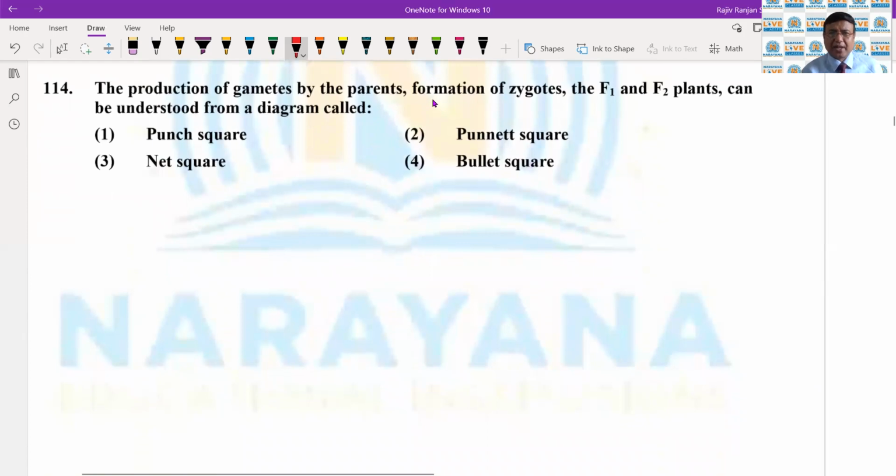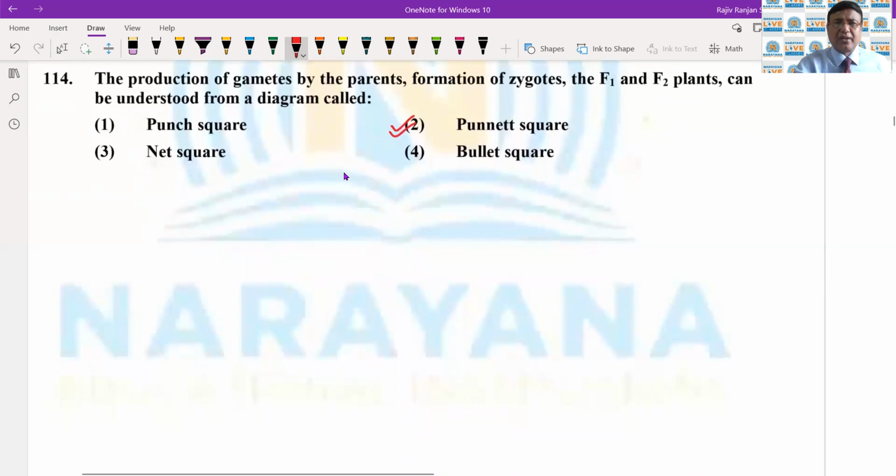The production of gametes by the parents, formation of zygote, the F1 and F2 plants can be understood from a diagram called: 1, Punched square, 2, Punnett square, 3, net square, and 4, bullet square. So the correct option is 2, Punnett square. The British scientist Punnett devised the box-like representation, the box-like chart upon which on the two ends there are the locations for the gametes, and in the middle boxes contain the genotypes representing the organisms with certain genotypes. I'm just giving one example.